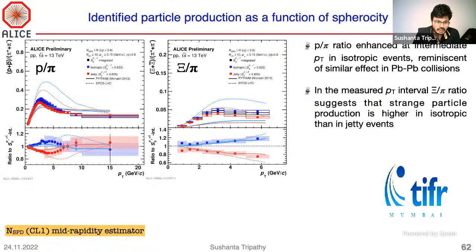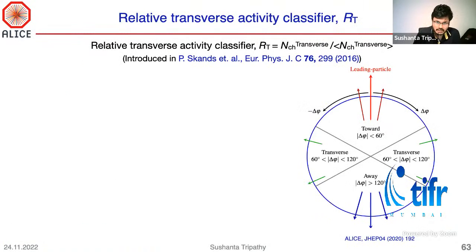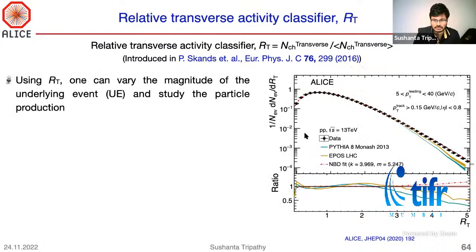Okay, so then I will come to another event shape classifier, which is called the relative transverse activity classifier. Using this event shape observable, you can study the final state particles with different underlying event activity. Basically this RT distribution looks something like this. And using RT, one can actually vary the magnitude of the underlying event and then study the particle production.